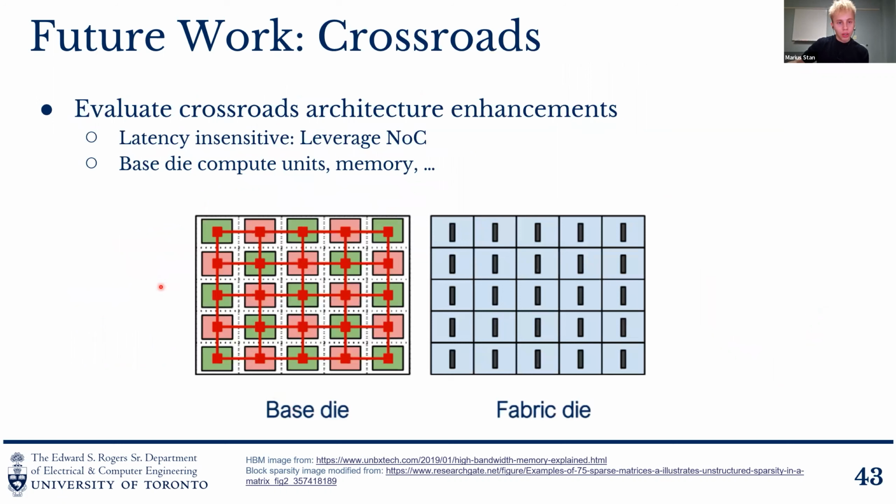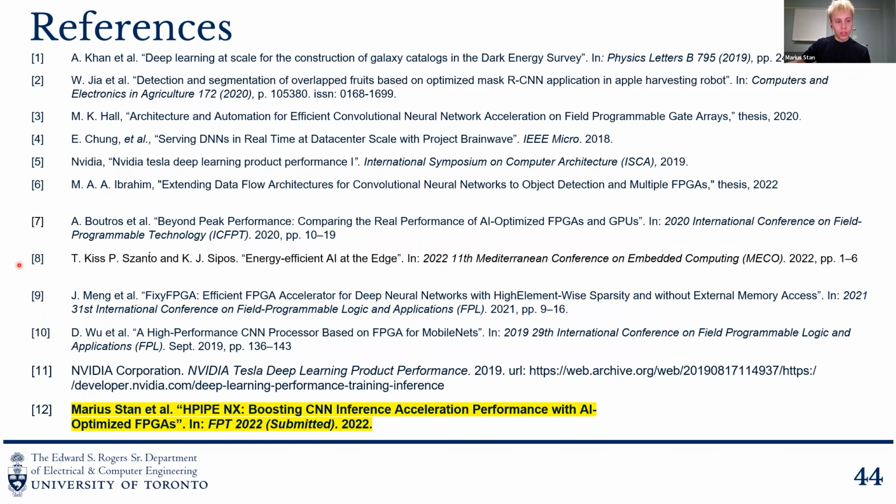And then some Crossroads related future work: evaluating the Crossroads architectural enhancements in relation to HPIPE, leveraging the network on chip, the base die, compute units, memory, etc. Looking at how we can leverage that for HPIPE is some future work for Crossroads. And that concludes the seminar.